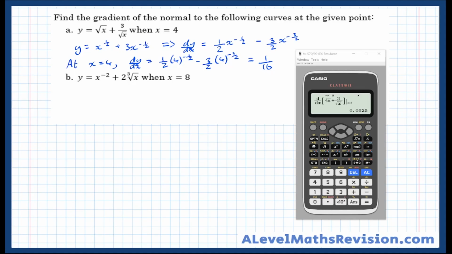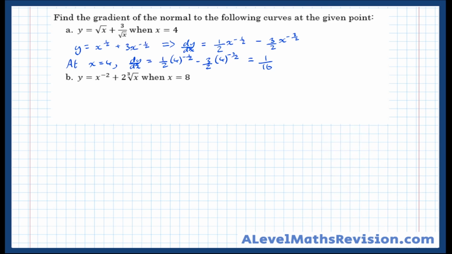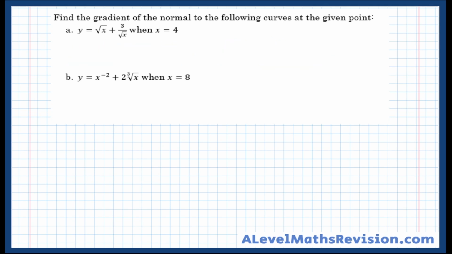Is that equal to 1/16? Well, the fraction to decimal button doesn't work, so 0.0625. Yes, it does equal 1/16, so I know I'm right so far. So back to the question. Therefore, grad of norm, the gradient of the normal, equals the negative reciprocal of that. So the reciprocal is 16, so the negative reciprocal is minus 16, and that's the gradient of the normal. Okay, part B. You might want to pause it, have a go at yourself.